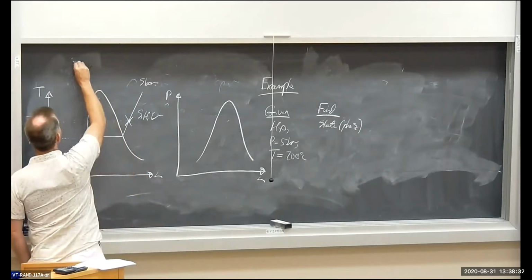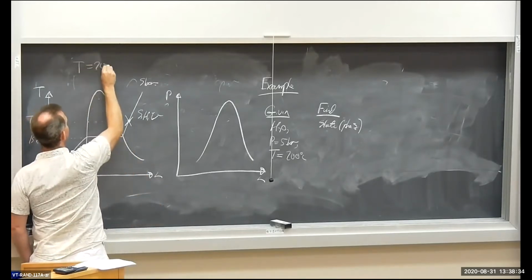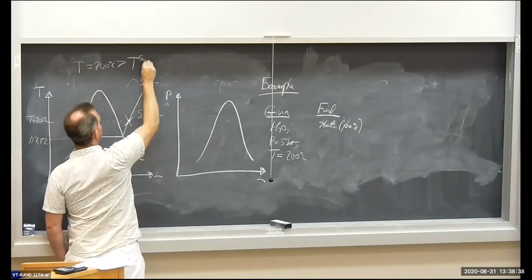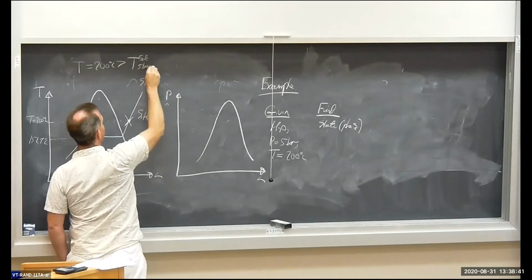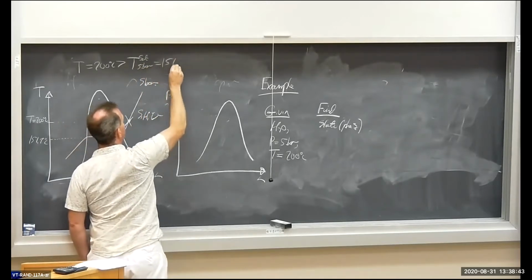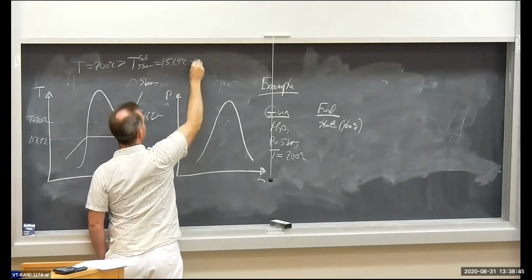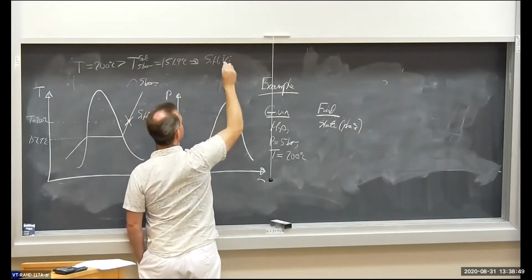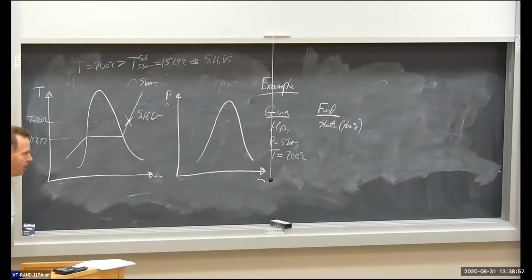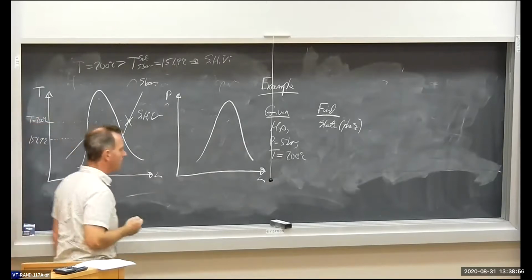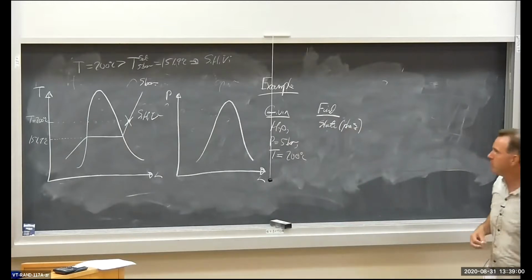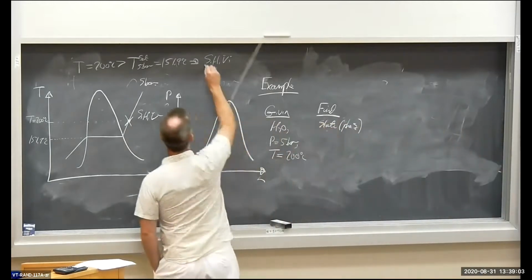So temperature, which is 200 degrees C, is greater than Tsat at 5 bar, which is 151.9 degrees C. That implies superheated vapor. We are hotter than the boiling temperature, so we are superheated vapor. We're at a higher temperature than the boiling temperature. Okay? Put a little box around this superheated vapor.